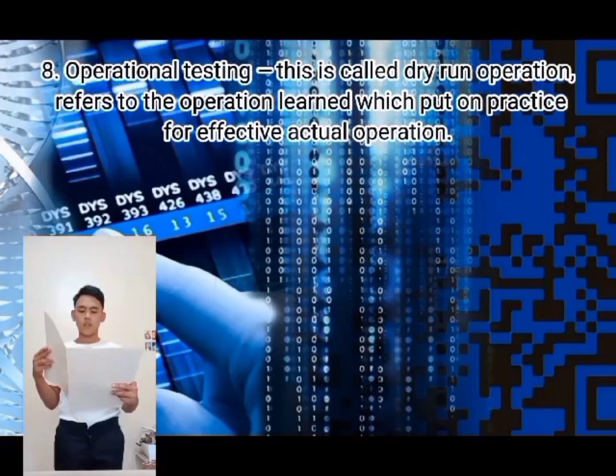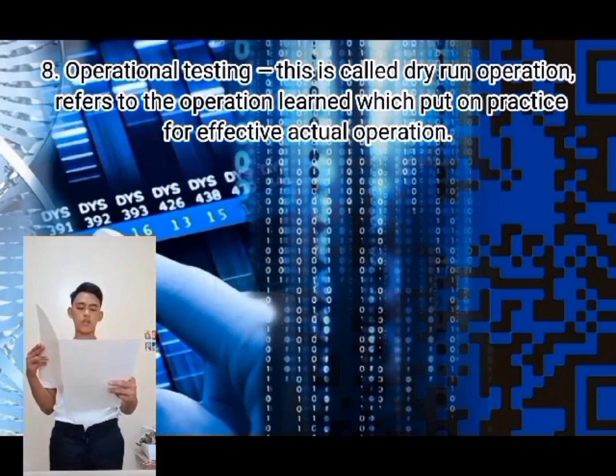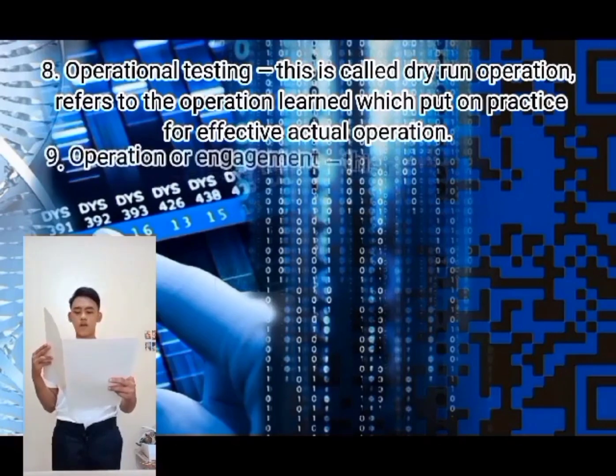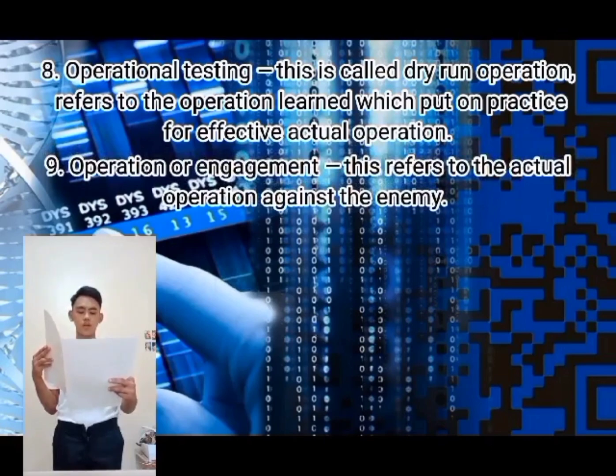8. Operational testing. This is called a dry run operation. This refers to the operation learned, which is put into practice for effective actual operation. This is to practice our skills for the operation, so that we are ready to carry it out. 9. Operation or engagement.